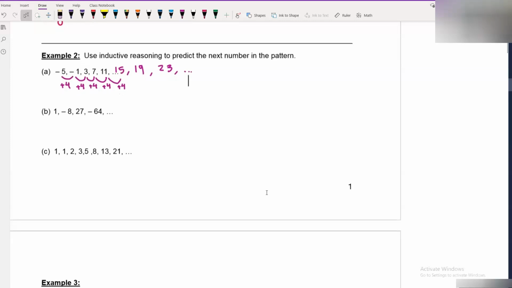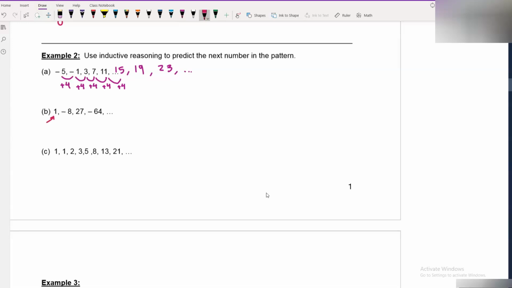Part B, we have 1, -8, 27, -64. I see that I have different signs. The first one is a positive sign, and after that we have a negative sign, again a positive sign and a negative sign. This means I should use a power, but the power should be odd, not even. Because if I use an even power, I should have a positive sign, not negative. So this means I have an odd power.